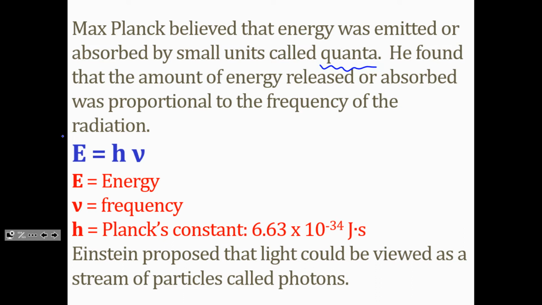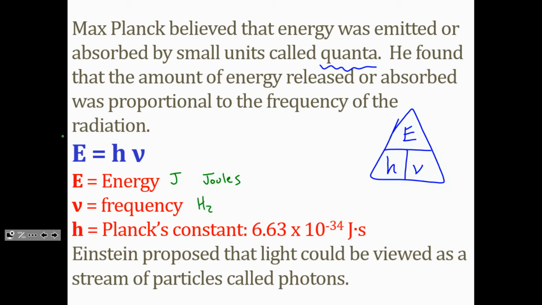The equation here is E equals h times v, and we can actually get a triangle out of this guy. E is going to be on top, h is Planck's constant, and v is frequency. I'm going to go ahead and write in the units for energy here. Energy is in joules, which is capital J, spelled Joules.